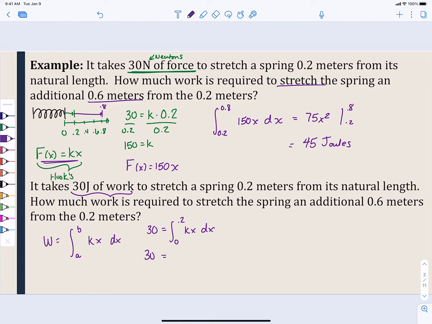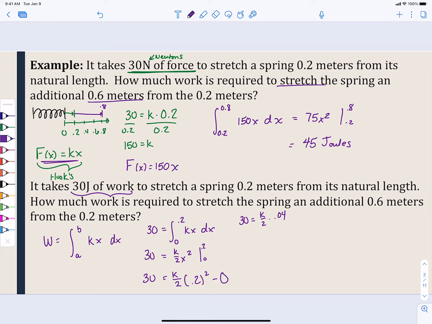So we know that if we took the integral, we would get k divided by 2 times x squared from 0 to 0.2. And using the fundamental theorem of calculus, we get k over 2 times 0.2 squared minus 0. So this gives us 30 is equal to k over 2 times, and I believe that is 0.04.